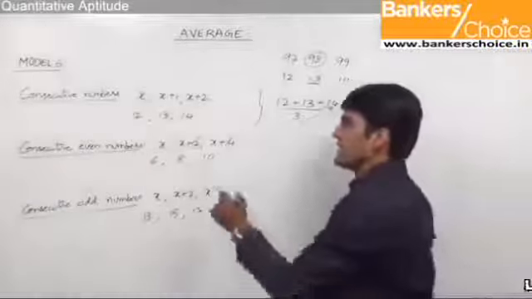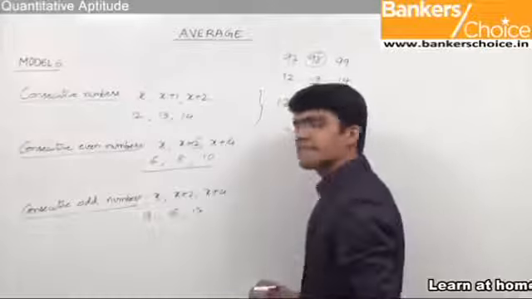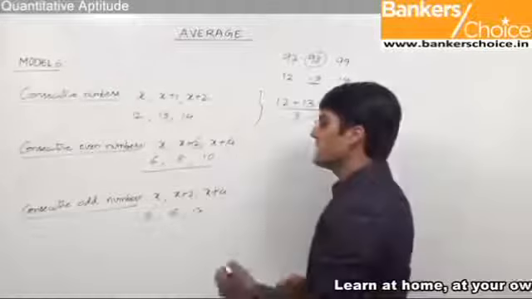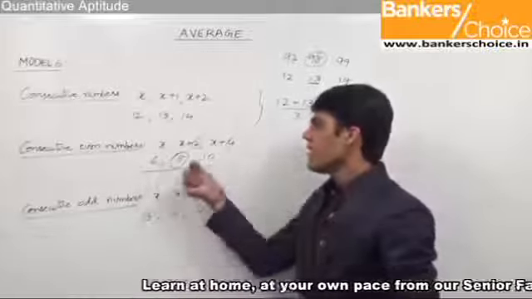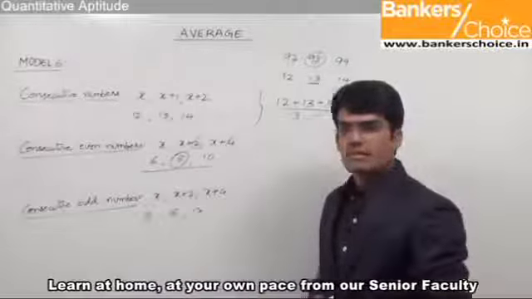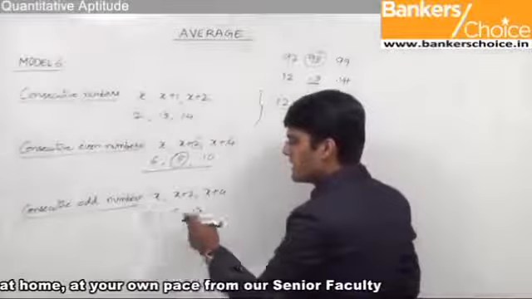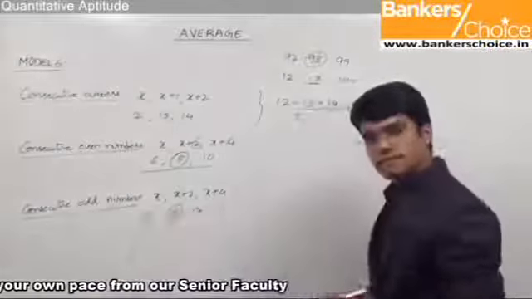For example, if we have to find out the average of 6, 8 and 10, I can directly say that the average will be equal to 8, because that is the middle number out of the given consecutive even numbers. And the average for 13, 15 and 17 should be 15.